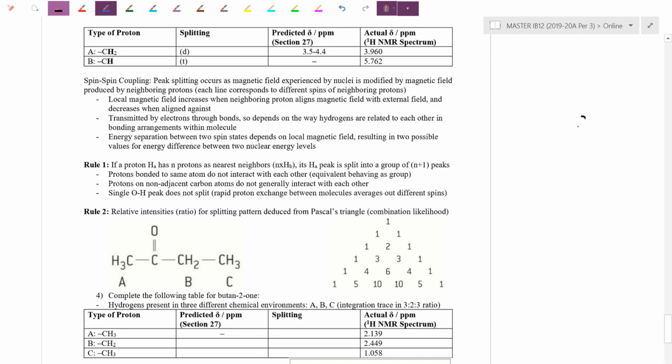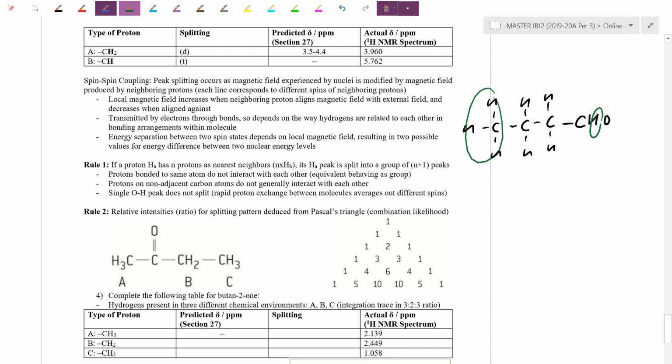So let me just draw, let's say I have a CHO proton, CH2, CH2. First thing you want to do is identify how many environments, how many different kinds of H's I have. Well, I have an H in an aldehyde environment. I have H's in a methyl environment.